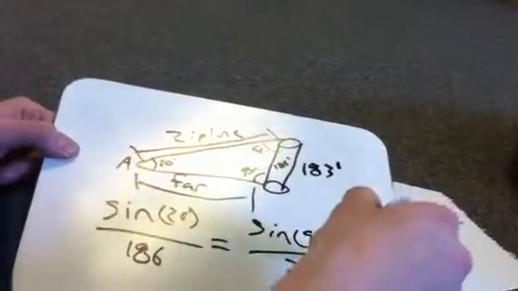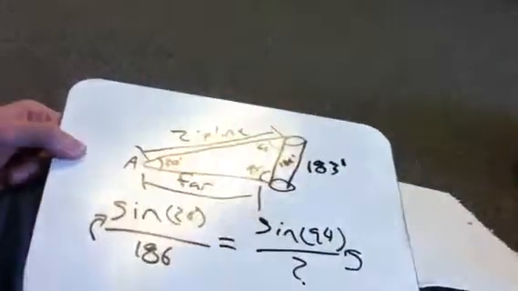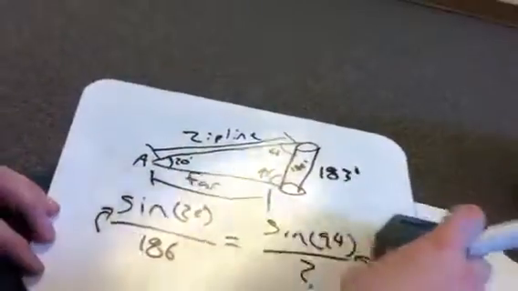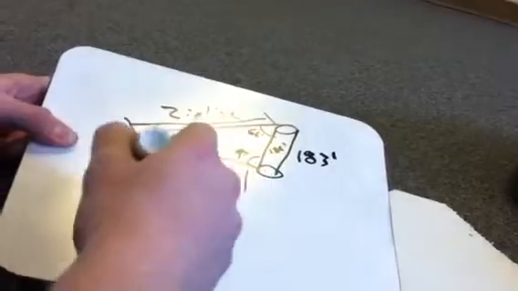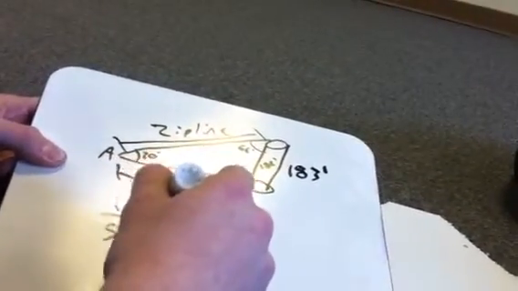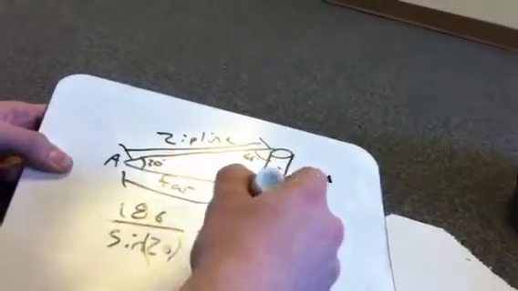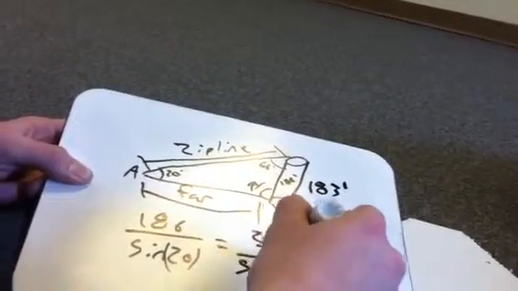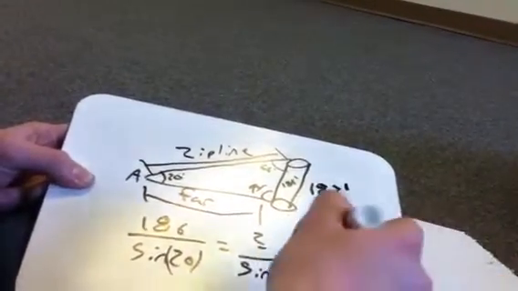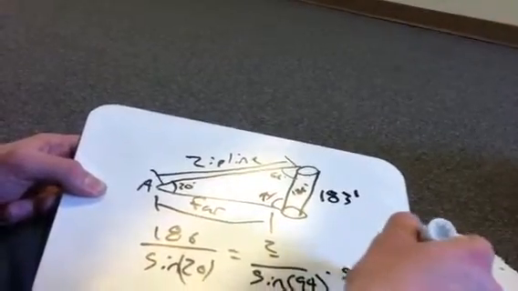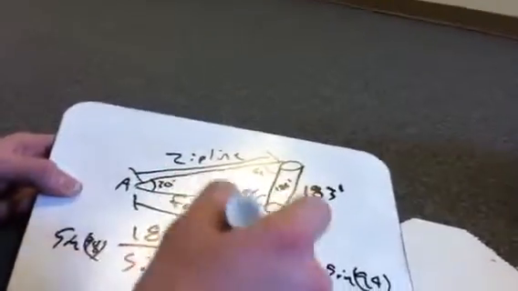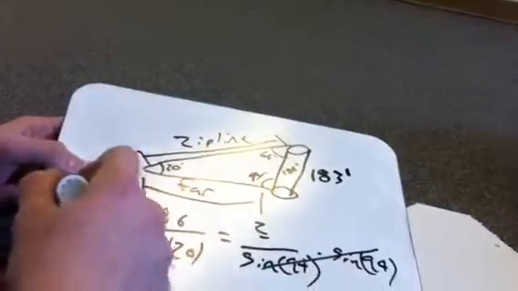And you would flip it, where my eraser is, you'd flip it and you would get 186 over sine of 20 is equal to how far the zip line is over sine of 94. You would multiply each side by sine of 94, and it would cancel these out, so you're just left with this right here.